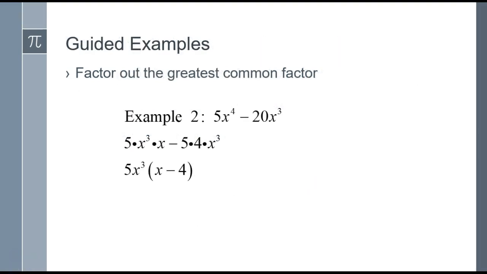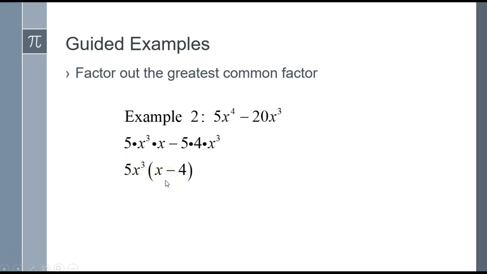So here's another example. Now you'll see in this one there's a number that is part of the greatest common factor, but the variables can also be part of a greatest common factor. I have 5x to the 4th minus 20x cubed. Well, x to the 4th can be written as x to the 3rd times x. And over here, 20 can be written as 5 times 4. So the two terms are separated by subtraction here, but both terms have a 5 as a factor, and both terms have an x cubed as a factor, so I write that out in front of some parentheses.